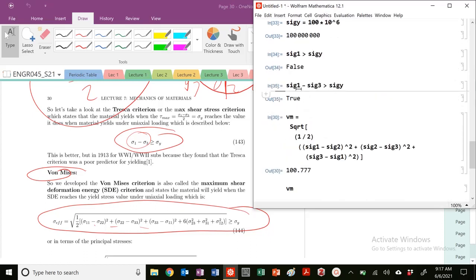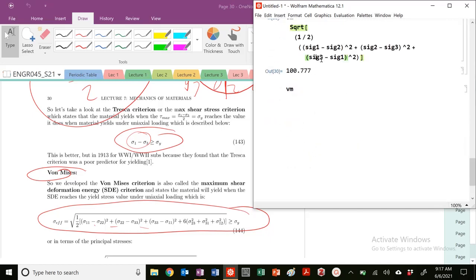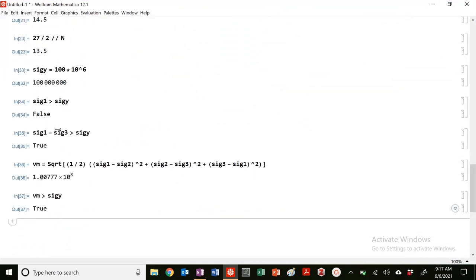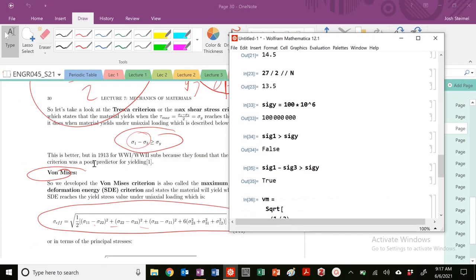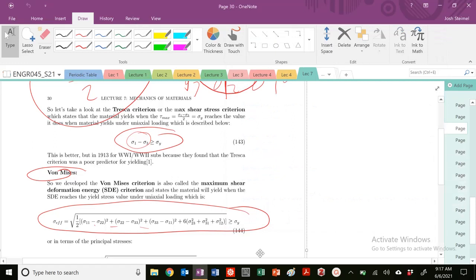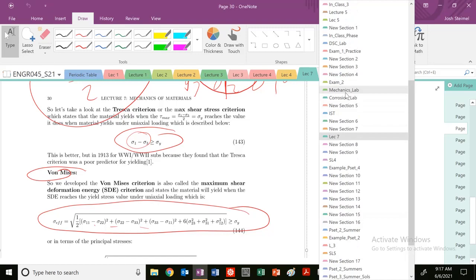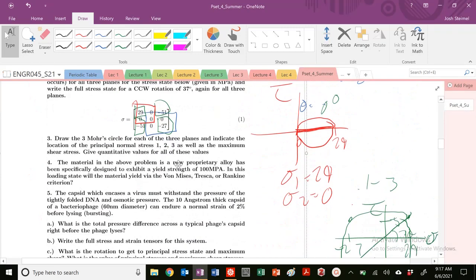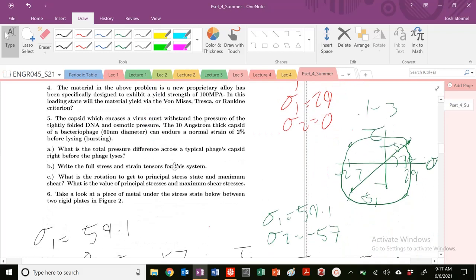But now we see that the Tresca criteria, apologies for that error, changes. If I look at my Vm, is Vm greater than sig y? Yes, so we will yield not via the Rankine, but via Tresca and von Mises. Excellent. So that is a couple problems down. Let's look at Pset 4, so that's 2, 3, and 4 all done.